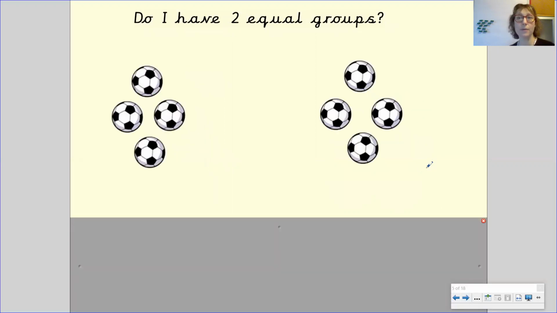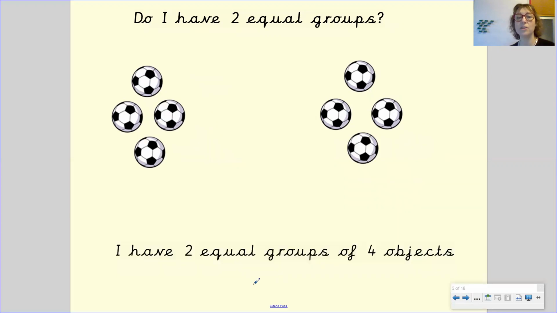Do I have 2 equal groups? Well done, I do. I have 4 footballs here and I have 4 footballs here. So I have 2 equal groups of 4 objects. Say it with me. I have 2 equal groups of 4 objects.